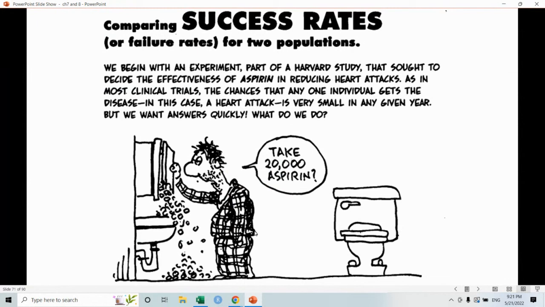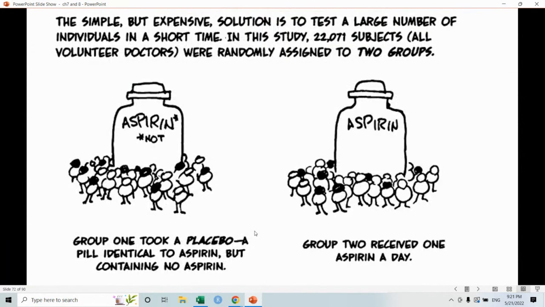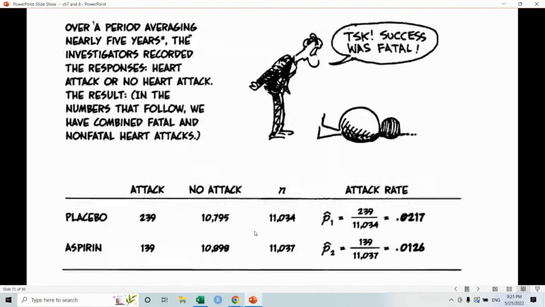We want answers quickly. So what do we do? Can't take 20,000 aspirin. A simple but expensive solution is to test a large number of individuals in a short time. In this study, 22,071 subjects, all volunteer doctors, were randomly assigned to two groups, aspirin or not. So group 1 took a placebo, a pill identical to aspirin but containing no aspirin, and group 2 received 1 aspirin a day.